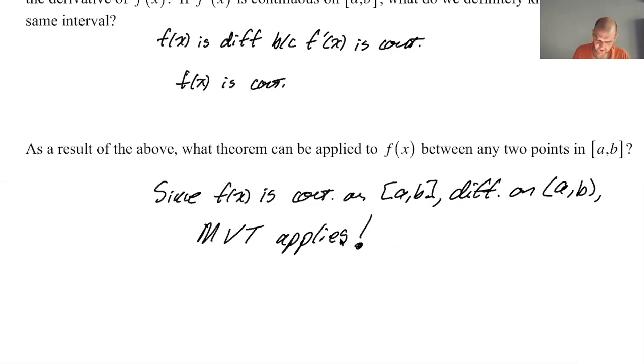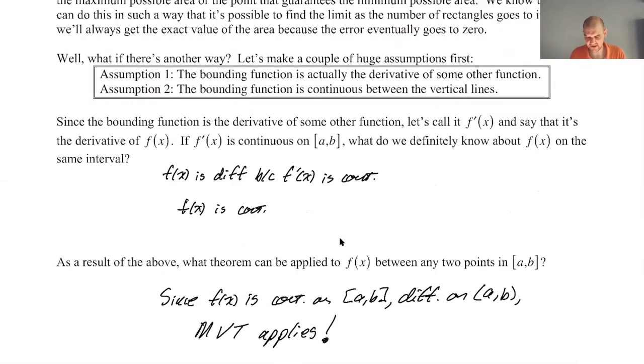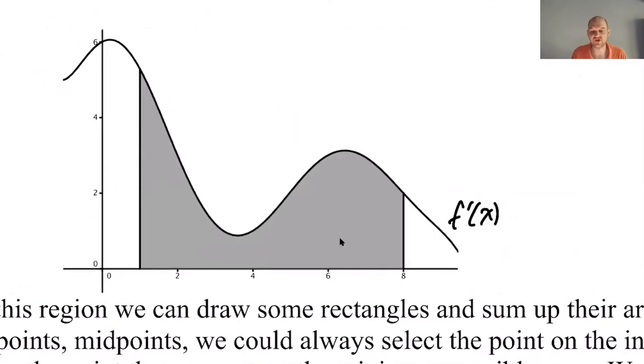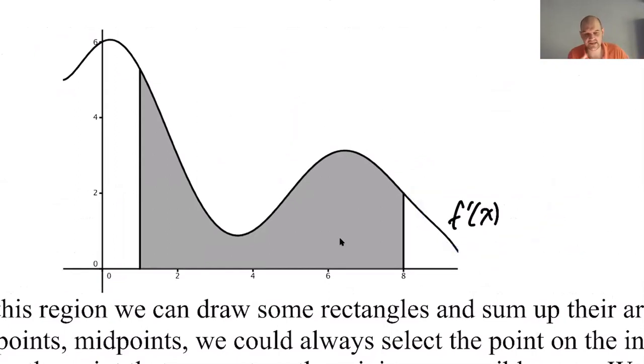So mean value theorem applies. Here's a weird idea though. The mean value theorem doesn't just apply on AB in this case. The mean value theorem actually applies to f of x, not necessarily to f prime. It applies to f of x on every subinterval. So if we go from here to here, MVT applies. From here to here, MVT applies. Everywhere, every little subinterval, you can apply the mean value theorem.